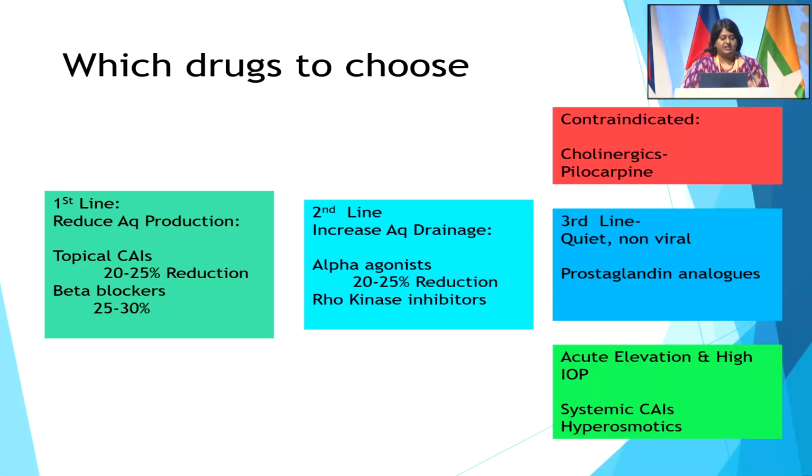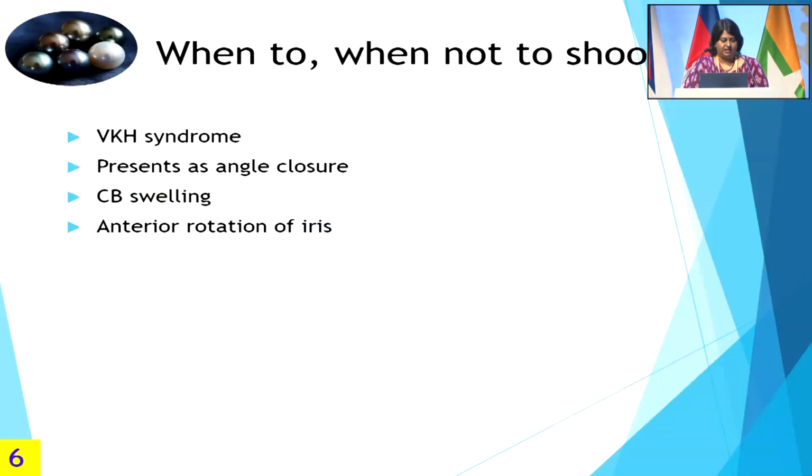If you had a sudden acute elevation of IOP with very high IOP, systemic carbonic anhydrase inhibitors and hyperosmotics are indicated. When to shoot and when not to shoot.